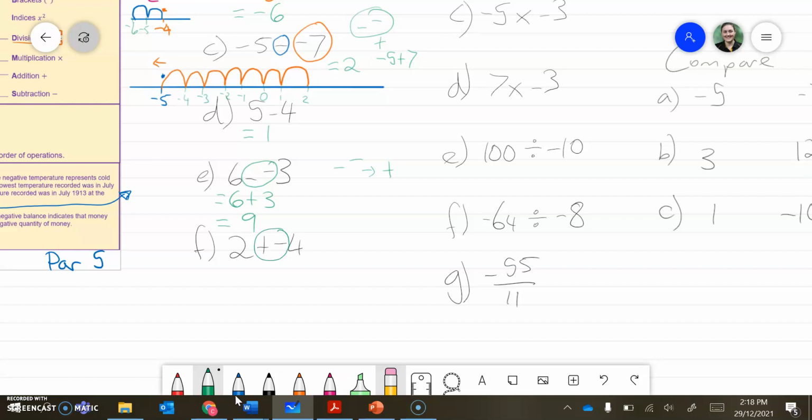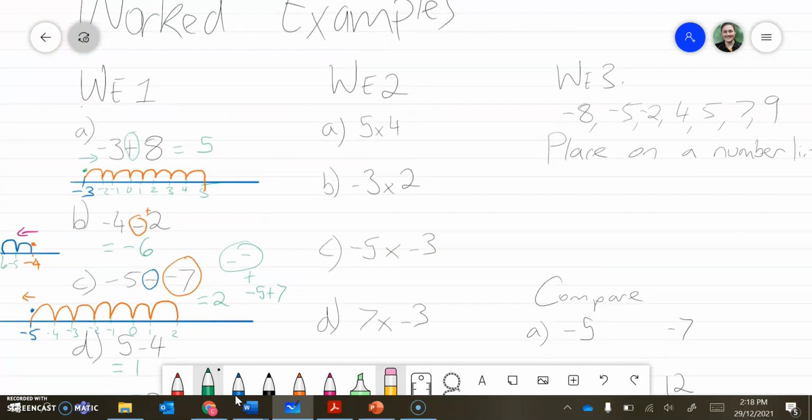Now, if I've got plus a negative, what that means is it's just going to be a subtraction. So this is also equal to 2 minus 4. Now, if I'm at 2 and I go down 4 units, I'm going to be at -2.